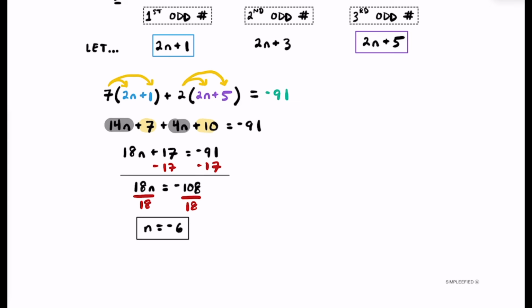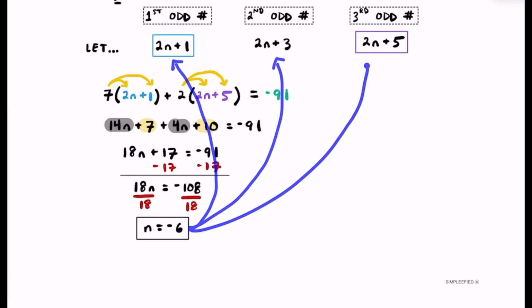All right, now that we know what n is equal to, we can find out each of these odd integers. First, we can substitute this negative 6 in here. 2 times negative 6 is negative 12, plus 1 is negative 11. Then plug it in over here. 2 times negative 6 is negative 12, plus 3 is negative 9. And then finally, 2 times negative 6 is negative 12, plus 5 is negative 7.